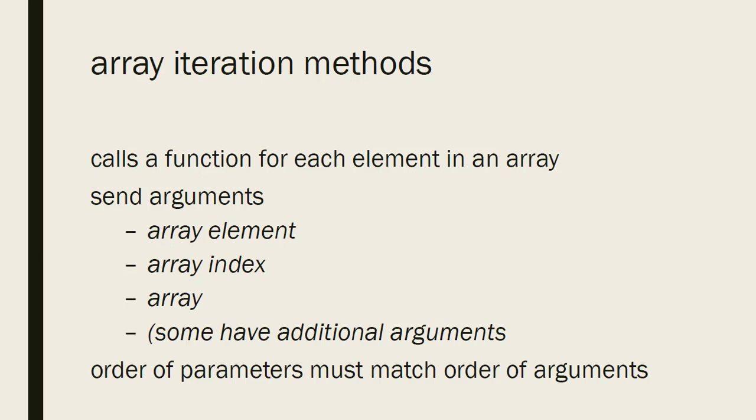So you can define your function to accept any of these values, right? The element comes first, so you need to have that as your first parameter, then the index and the array. And you don't have to use all of them. The array element is the one that is required. The other two are optional, whether you use them or not. And there are lots of array iteration methods.